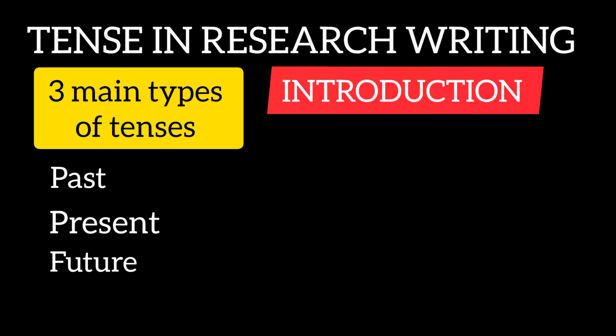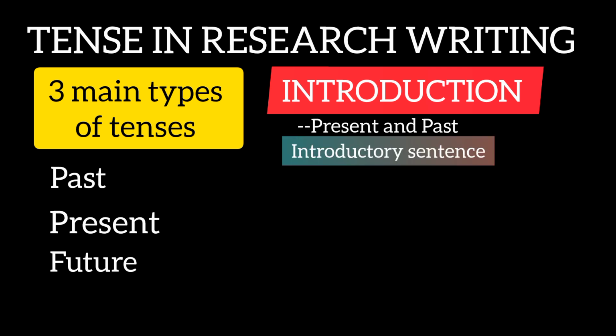In the introduction section of your research paper, there are a number of key elements that should be considered. Generally, the introduction section of the research paper uses an interchange of the present and past tense. The introduction section begins with an introductory sentence, and this introductory sentence should be written in the present perfect. For example, studies of education for sustainable development in Zambia have led to numerous changes in the education system.